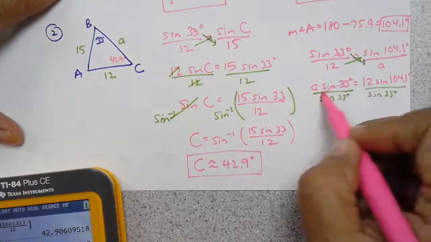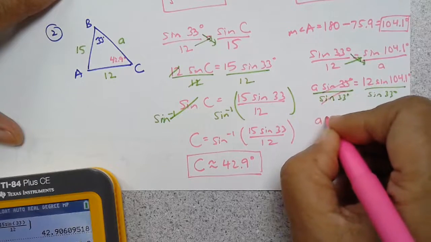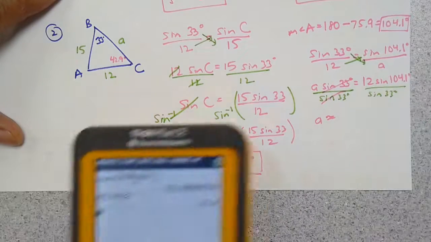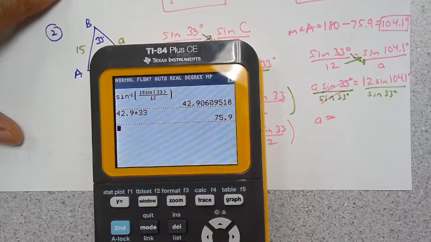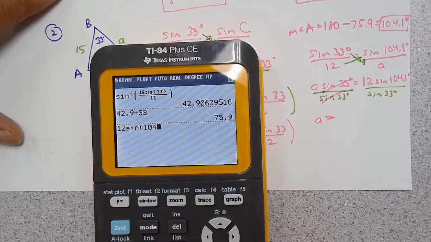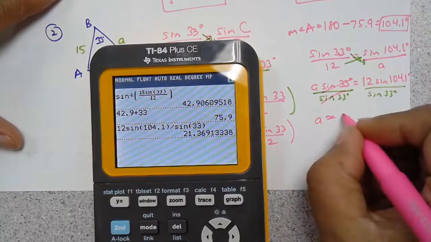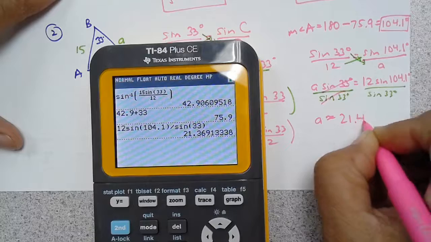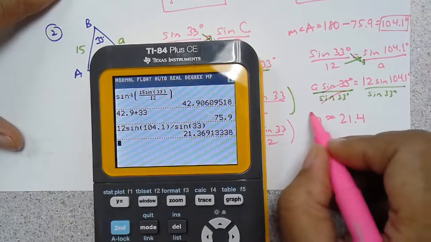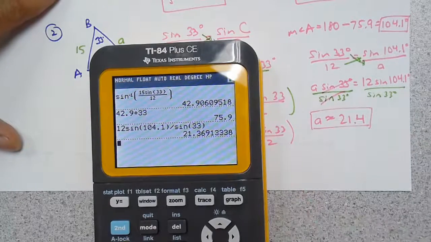All right, so these cancel, and then you're just basically plugging this into the calculator. So I'm going to go ahead and plug that in. We have 12 sine of 104.1 divided by sine of 33. Make sure you end the parentheses. And you get a total of 21.4. And this is not an angle, this is a side length, lowercase letters.